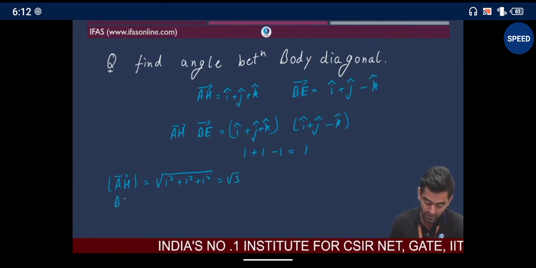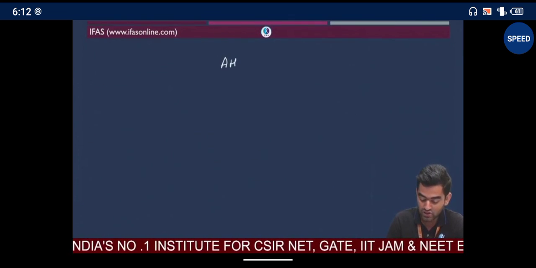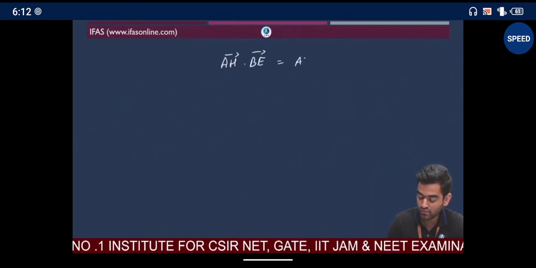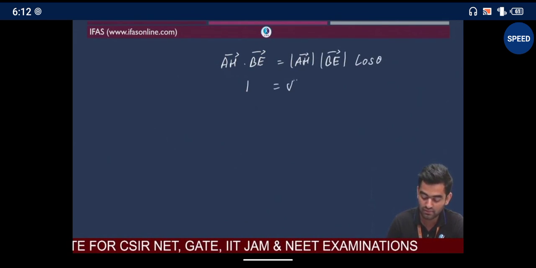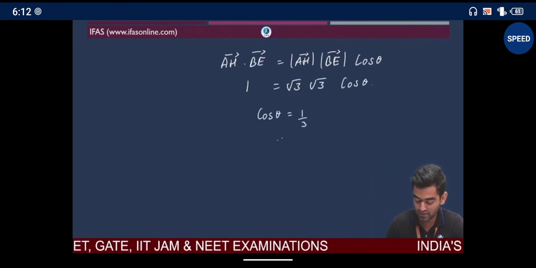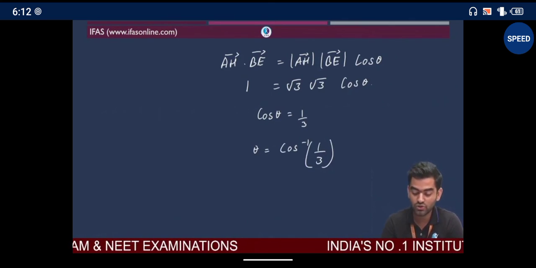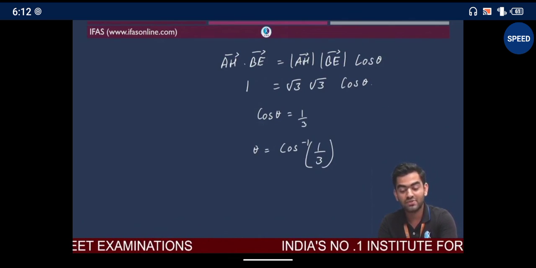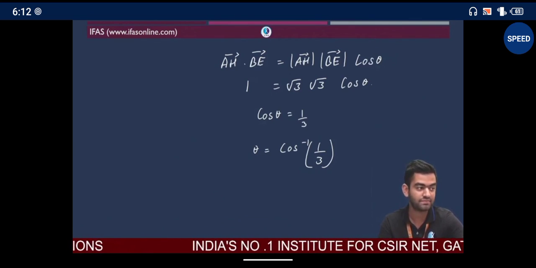The same goes for the BE vector as well. So let me write the entire condition here: AH vector dot BE vector equals AH magnitude times BE magnitude times cos theta. This comes out to be 1, this is root 3, this is also root 3, so cos theta comes out to be 1 by 3, or theta equals cos inverse 1 by 3. So these are some examples related to the dot product that we have explained. We will do some more examples in the upcoming class. So this is it for now, guys. Thank you.